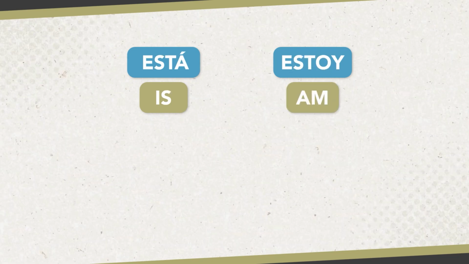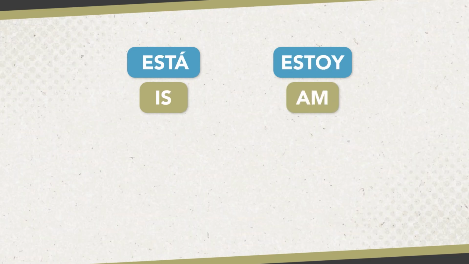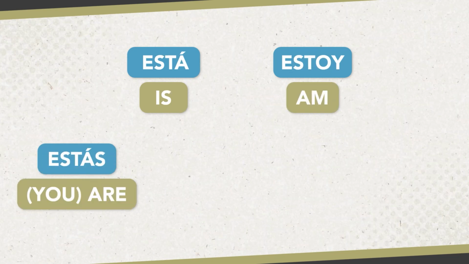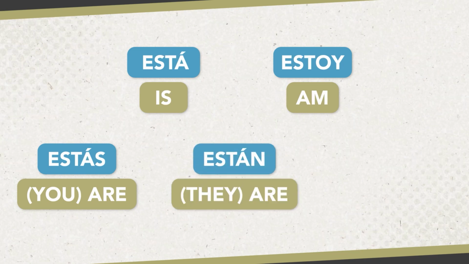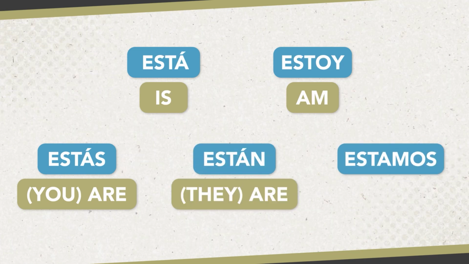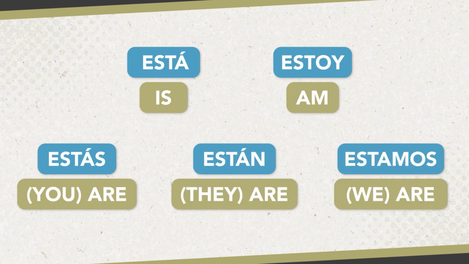Let's start with the present tense, and these are 5 forms you're probably already familiar with. We have está, which means is, as in he or she is. Then there's estoy, which means am, as in I am. Estás, which means are, as in you are. Están, which means are, as in they are. And estamos, which means are, as in we are. And it might seem random that I said them in that order, but that's actually the order of frequency with which native speakers use these words.